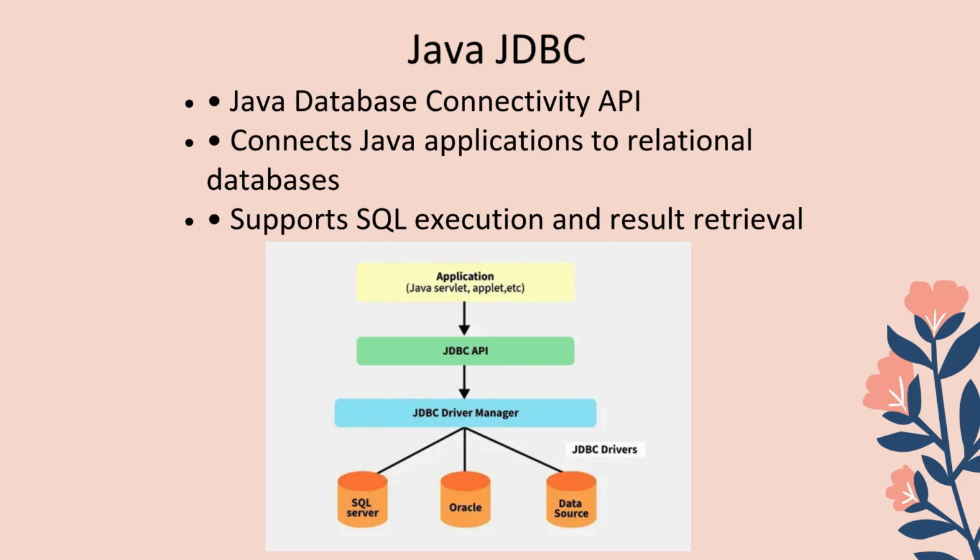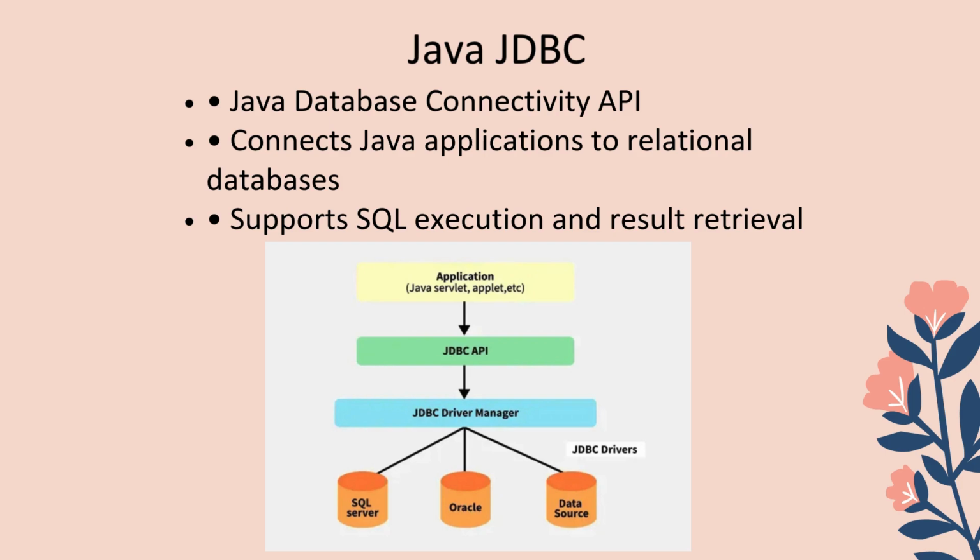Moving on to Java Database Connectivity, or JDBC, a standard Java API that allows Java applications to interact with relational databases. JDBC acts as a bridge, providing a consistent way for Java programs to connect to a wide variety of databases, regardless of the underlying database vendor. It enables developers to execute SQL statements directly from their Java code and retrieve the results.